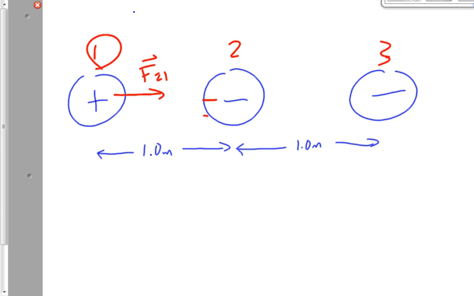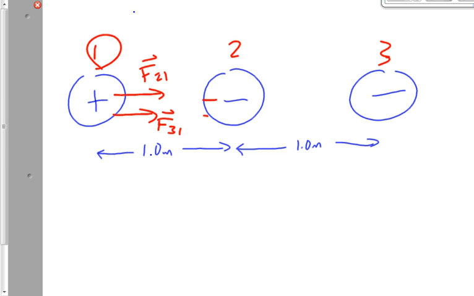Does number 3 push number 1 to the left, or does it pull number 1 to the right? Okay, remember, we're pretending number 2 isn't there right now, right? 2 doesn't exist as far as we're concerned right now. 3 does what to number 1? It pulls it to the right. So we're going to say F31 is a force to the right as well.